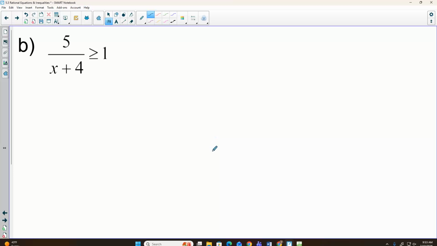So 5 over x plus 4 greater than or equal to 1. All right. It only works if, like our strategy of sign line testing, things are positive or negative. We have to have a single fraction on one side, 0 on the other. So I'm going to have to start out subtracting over my 1.